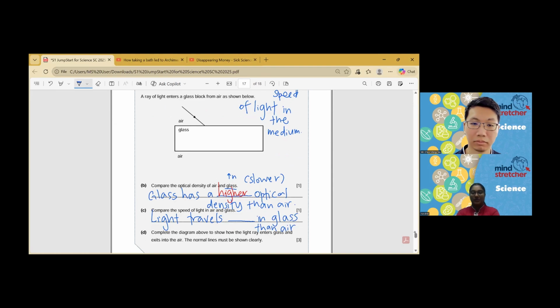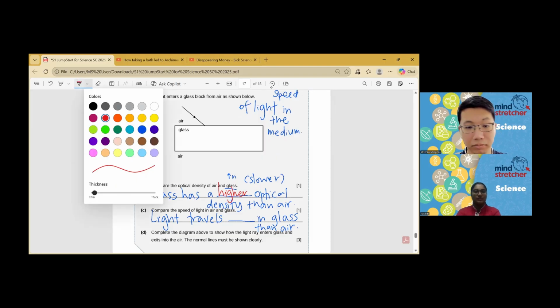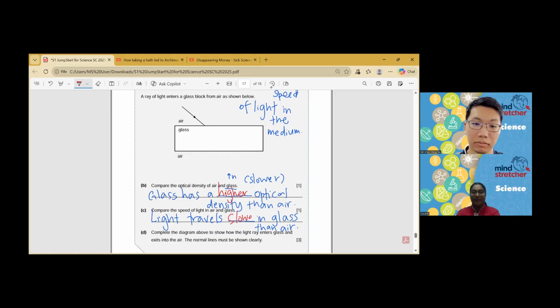Okay, so glass is definitely harder to pass through. So in this case, slower. Okay, very good. Okay, so your light travels slower in glass than in air. Okay, so these will be answers for B and C. So based on this, now we have the last part. Okay, you have to draw the ray diagram, entering the glass and exiting into the air.